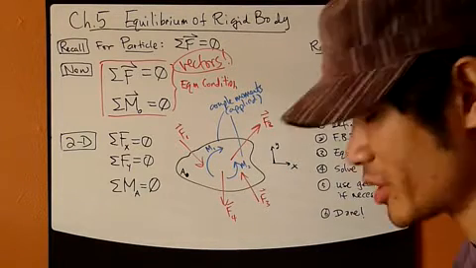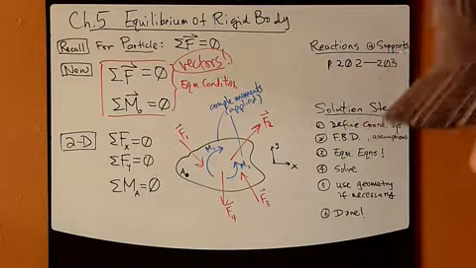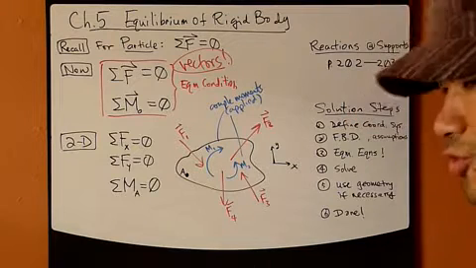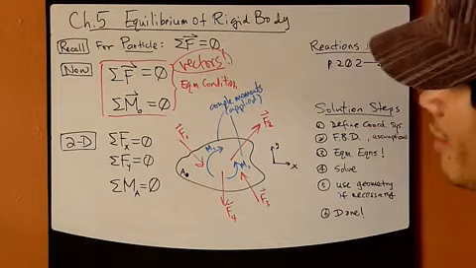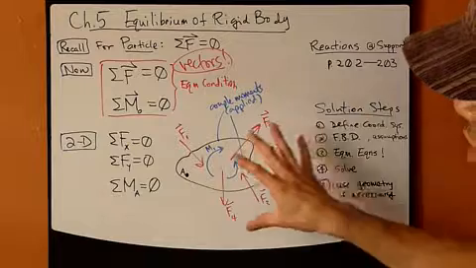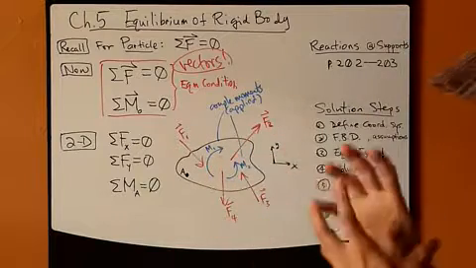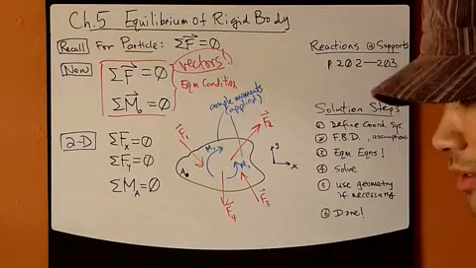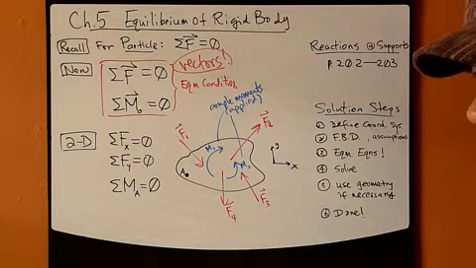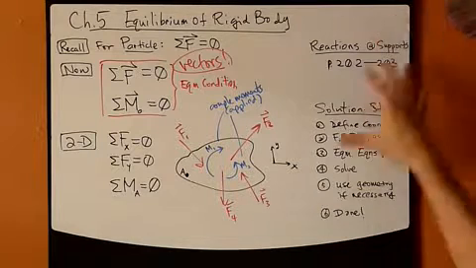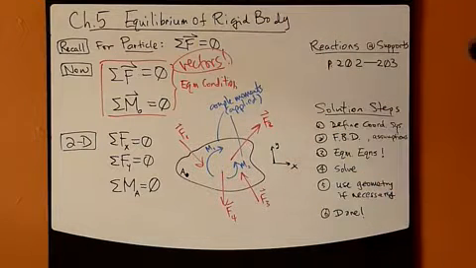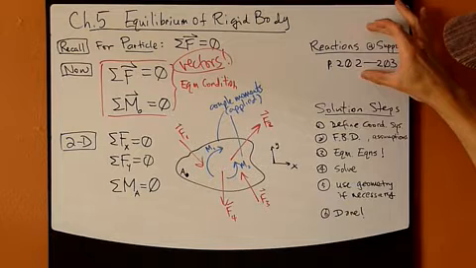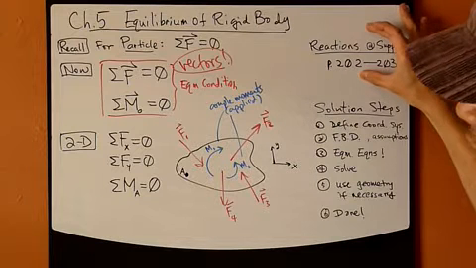Now back in chapter 4, we talked about all the forces and all the couple moments and how to reduce them and all that. Now there's one more category of forces and moments we need to talk about before we can actually start analyzing equilibrium for a rigid body. That is reactions.